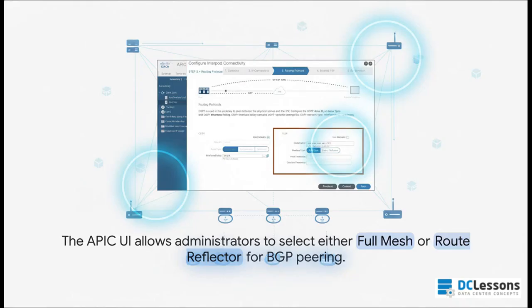And the best part? You don't have to be a BGP expert to do this. ACI makes it incredibly simple. Inside the APIC, when you're adding a new pod, it's literally just a choice between two radio buttons, full mesh or route reflector. You click one, and ACI handles all that messy BGP configuration in the background. It's all about making complex networking easy.